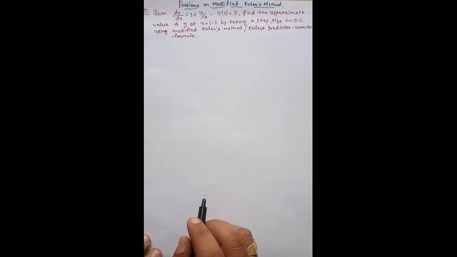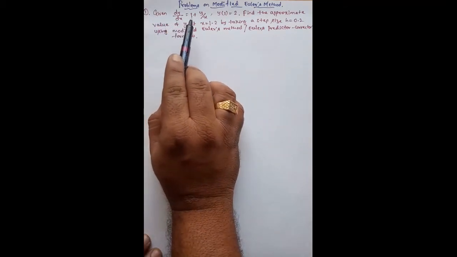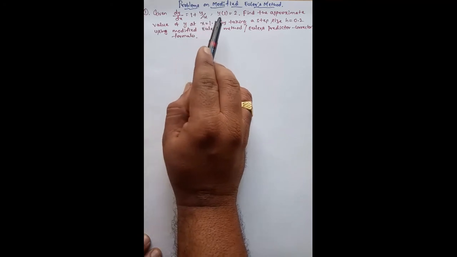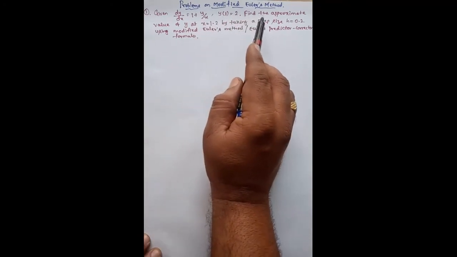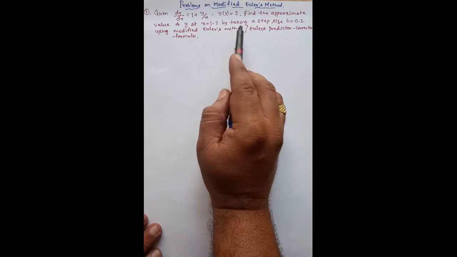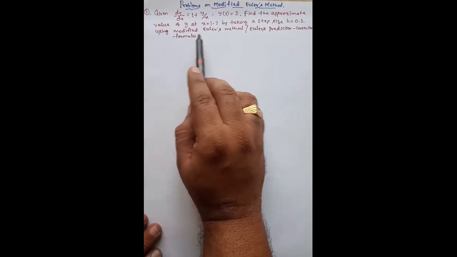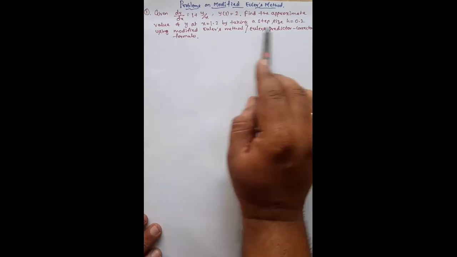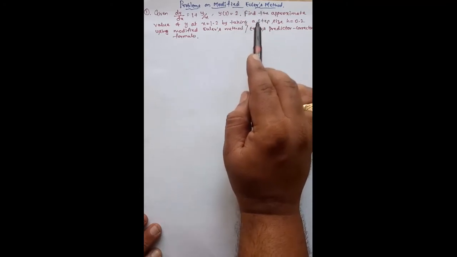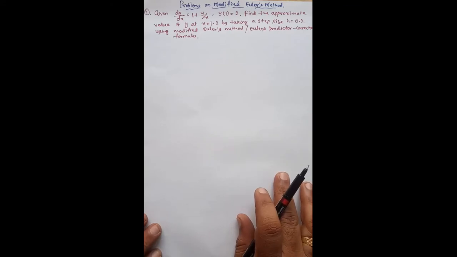Okay, so we'll take up the first problem on modified Euler's formula. Given dy by dx is equal to 1 plus y by x, comma y of 1 is equal to 2. Find the approximate value of y at x is equal to 1.2 by taking a step size h is equal to 0.2 using modified Euler's method, Euler's predictor corrector formula. We know modified Euler's method is also called Euler's predictor corrector formula. So this is how the problem on modified Euler's method will be given.